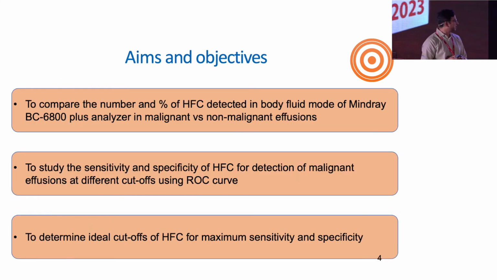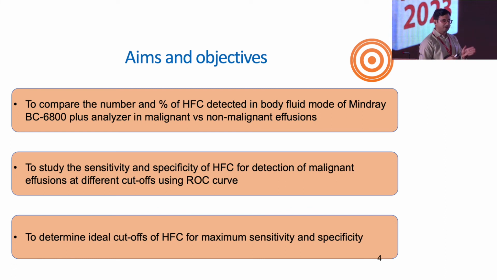We did this study with the following aims and objectives. Our first aim was to compare the absolute count as well as the percentage of high fluorescence cells detected using the body fluid mode of the autoanalyzer between malignant as well as non-malignant effusions. Our second aim was to study the sensitivity and specificity of HFC for detection of malignant cells and to determine the ideal cutoff of high fluorescence cells for maximum sensitivity and specificity.